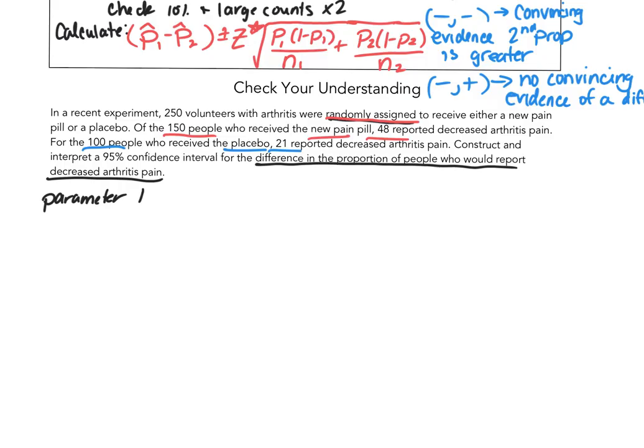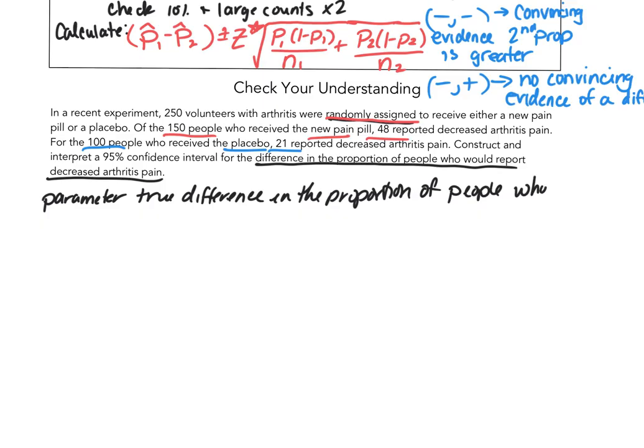The true difference in the proportion of people who would report decreased arthritis pain, where we have two independent groups. One got the placebo, one got the treatment.